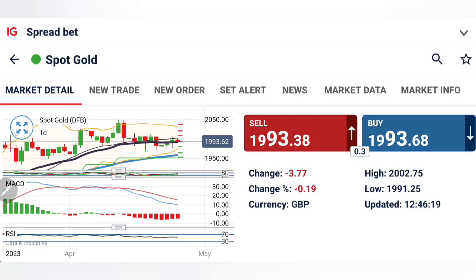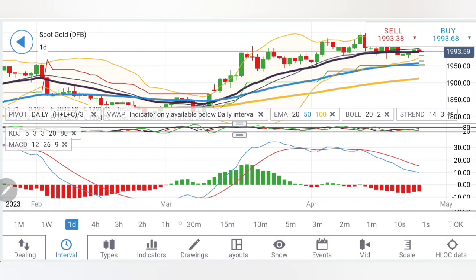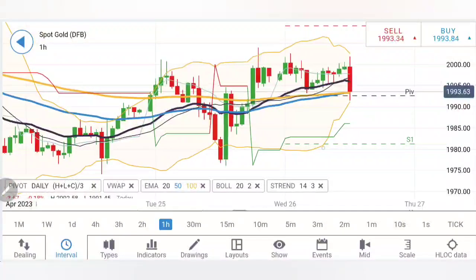Let's start by first looking into gold, followed by crude oil. Do watch till the end. Do listen carefully. Note down the levels. Trade as per the levels.